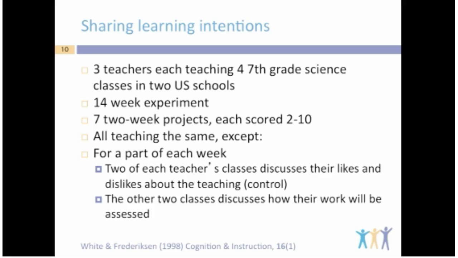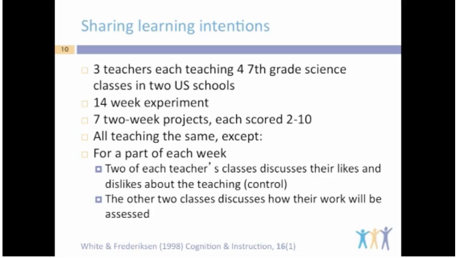This study by White and Fredrickson was a very detailed study of some 7th graders learning physics with the Thinker Tools curriculum. So 3 teachers, each teaching 4 7th grade science classes in 2 US schools, participated in this 14-week experiment. And during the 14 weeks, each student worked with others on 7 2-week investigative projects. And for each project, they did a presentation on what they discovered, which was scored 1 to 5, and they wrote up their presentations, which was scored 1 to 5. So overall, each student got a score from 2 to 10 for each of the 7 investigative projects.